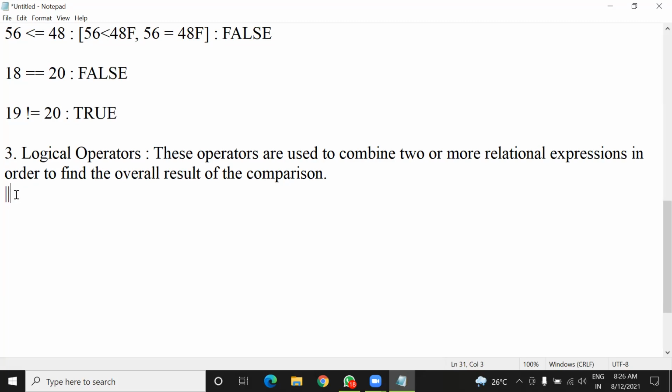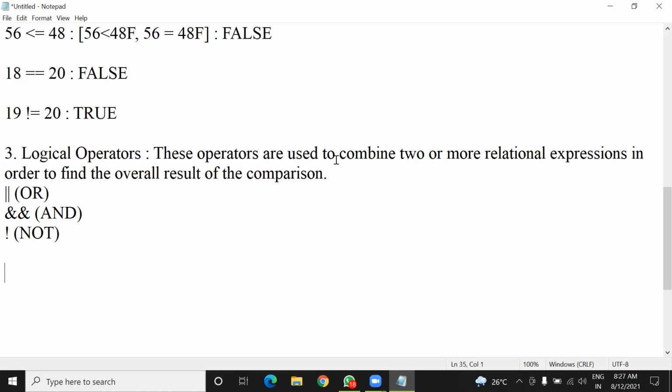Okay, so this one is logical OR. Now the next one is two ampersands, and so it is the logical AND operator, and the last one is not. This one is the logical NOT operator. Now let us see for what purpose these operators are used.